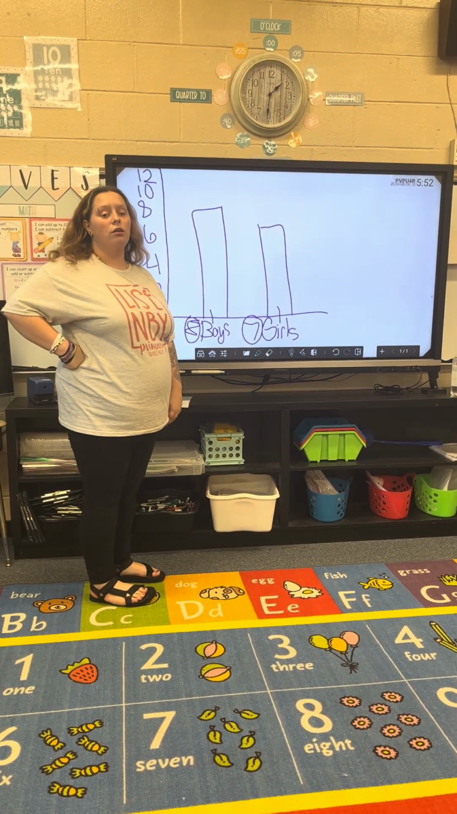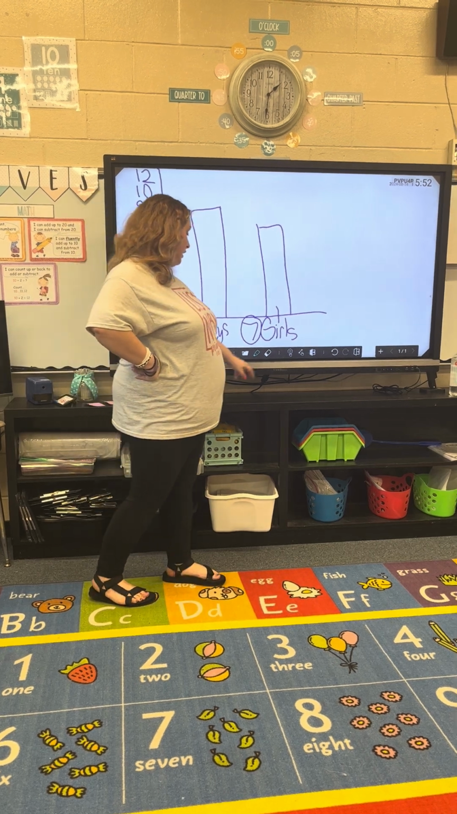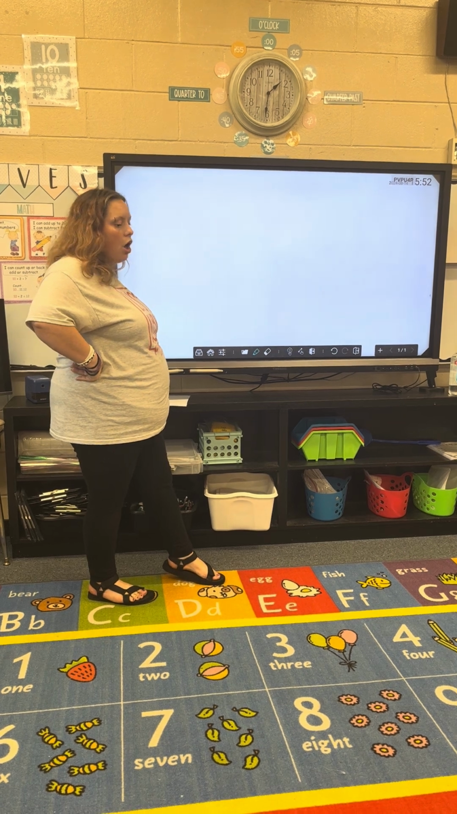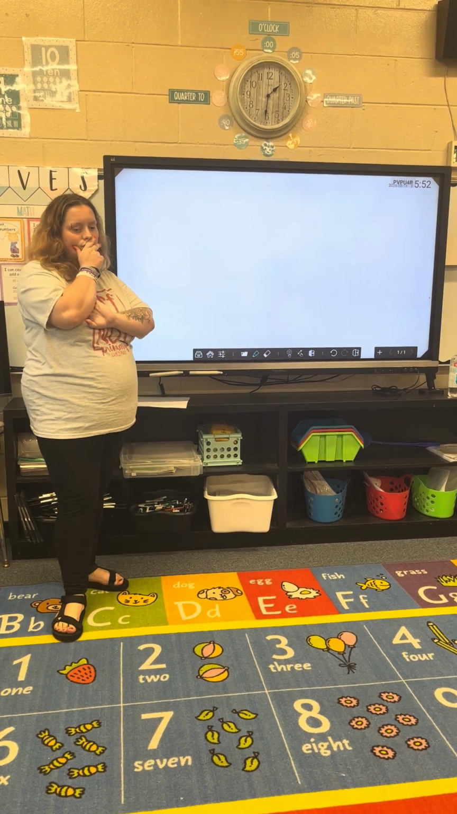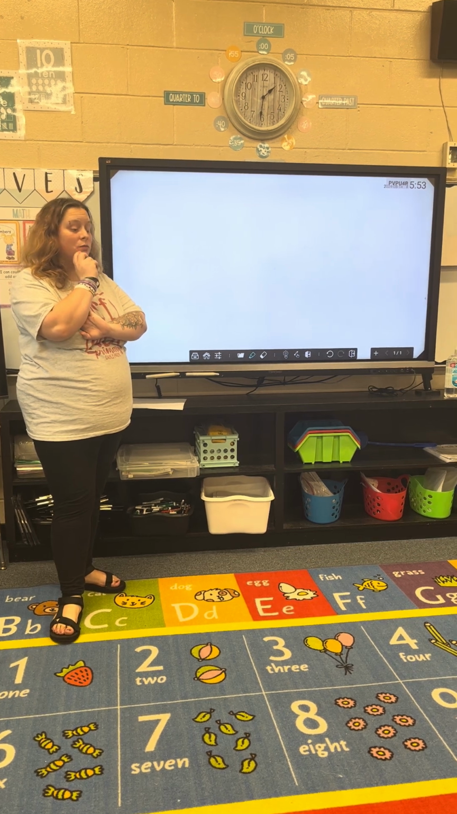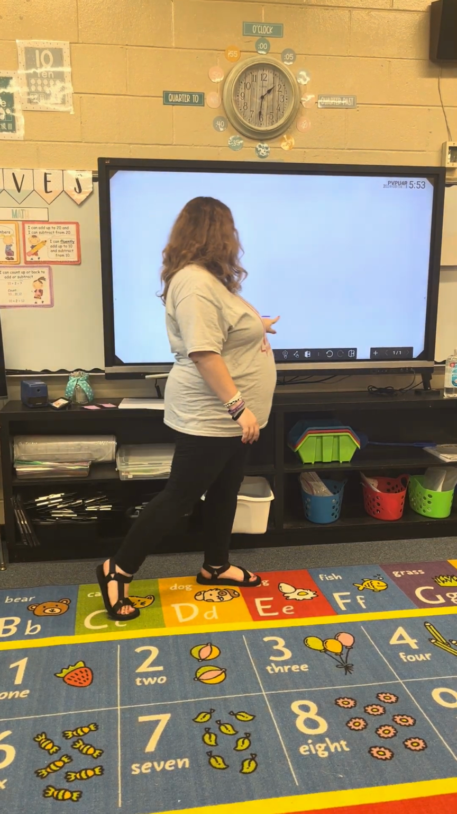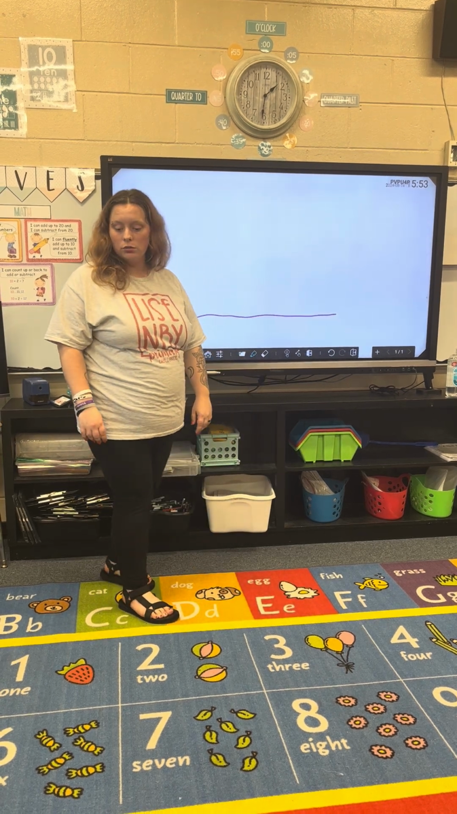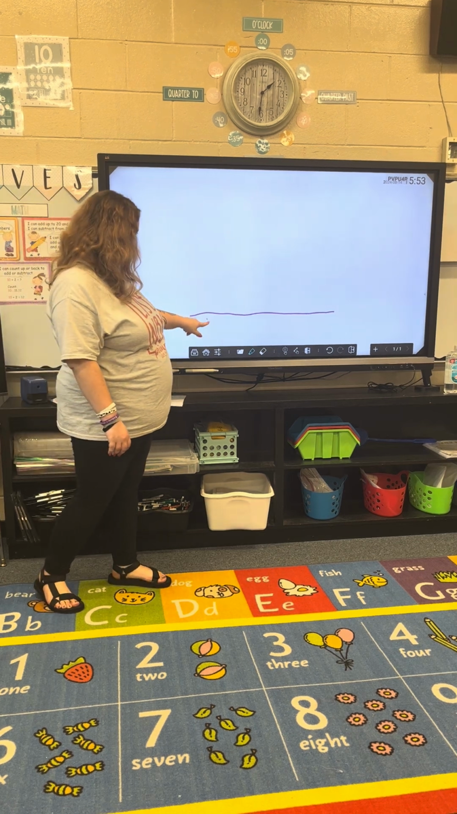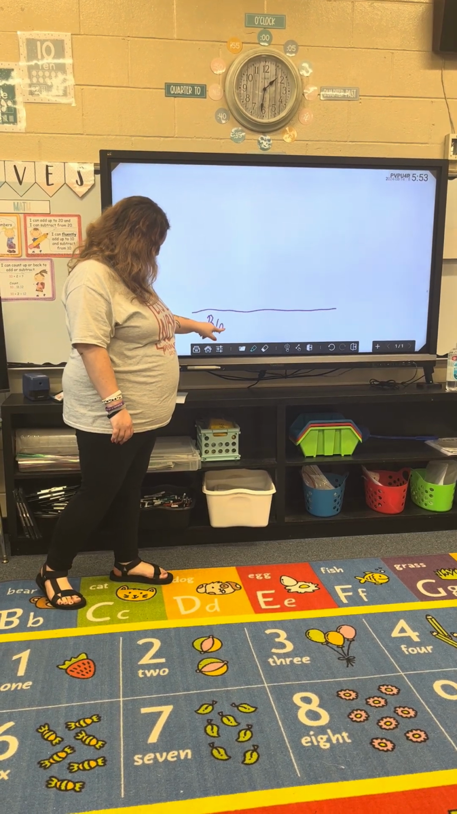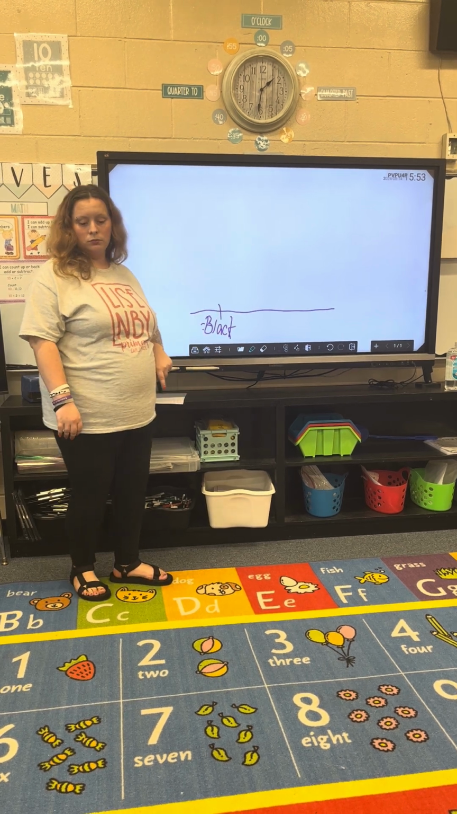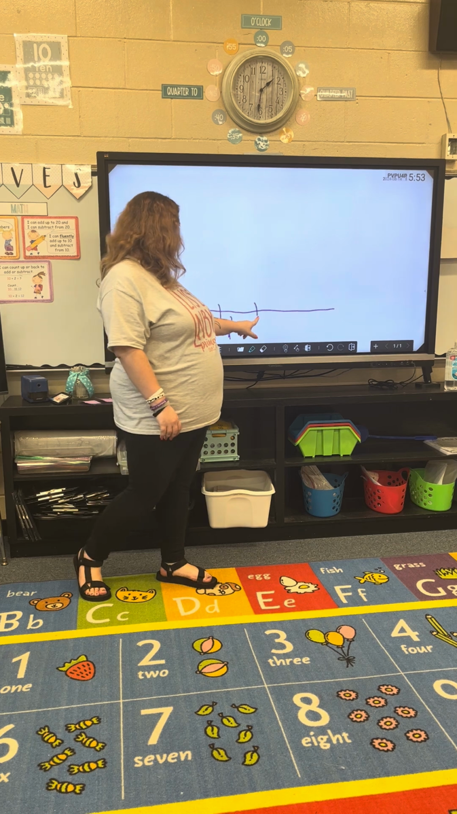All right, so now I want us to make a graph together. I did that one. I feel like y'all know what we got going on. So what do we want to make our graph about? Raise your hands. Okay, you want to do it on shirt color. It's a good choice. So let's decide what color shirts we want to use. Raise your hand. All right, we want to use black. What other color do we want to use? We want to use pink.